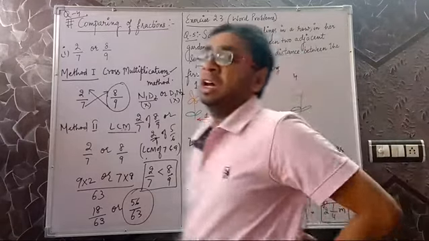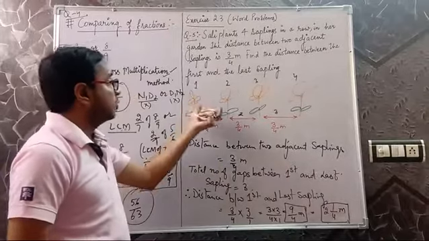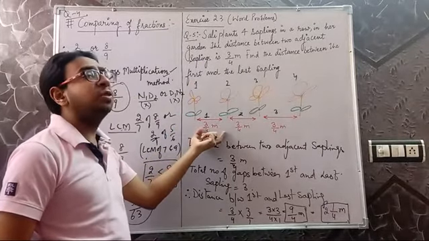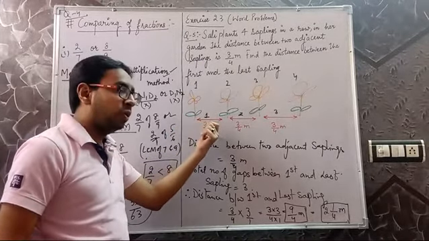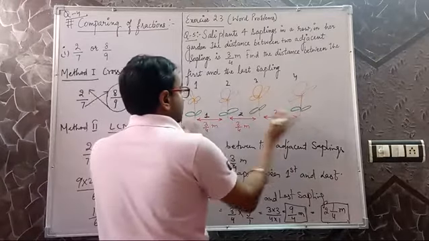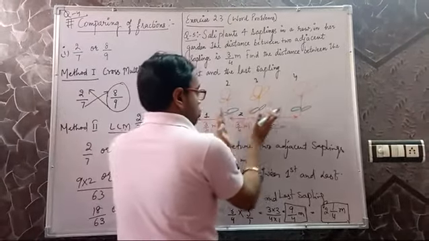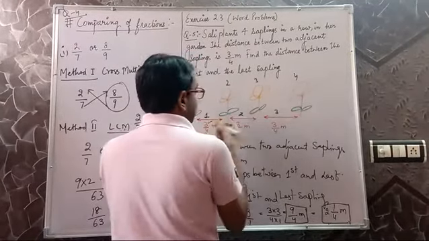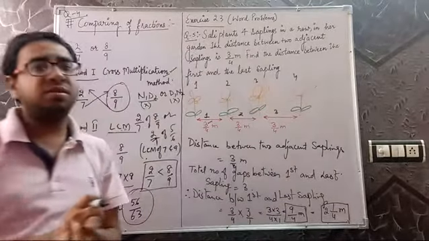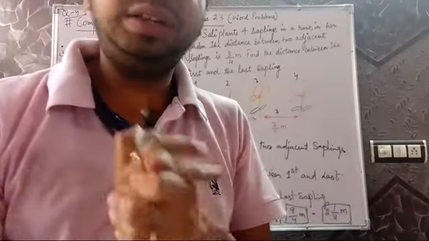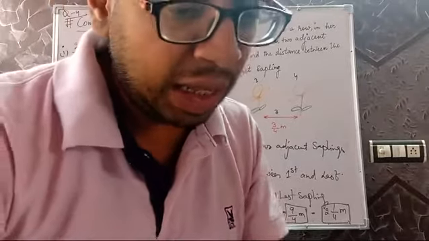Mixed fraction. Are we clear with the question? The distance between 2 adjacent saplings is 3 by 4. So what is the distance between first and last? Since there are 1, 2, 3 gaps, we will multiply 3 by 4 by 3 and we will get the distance. Are we clear? Very easy. Easy to understand? Okay.